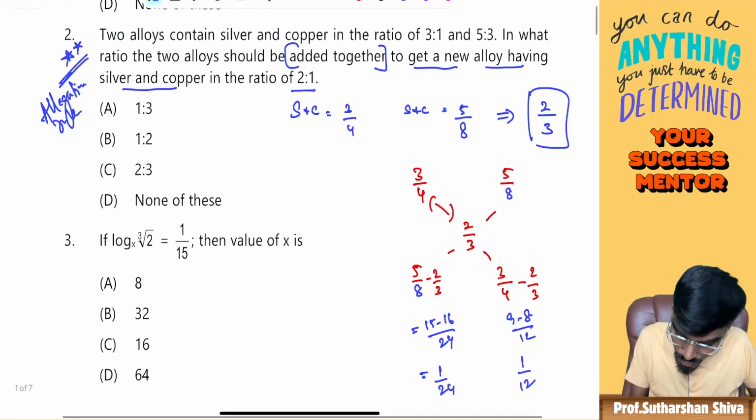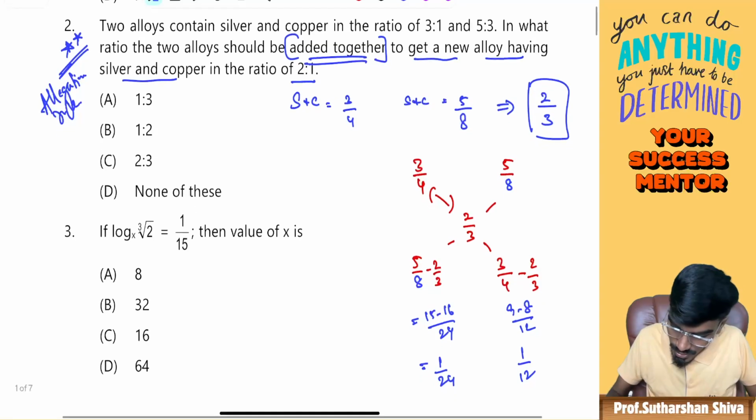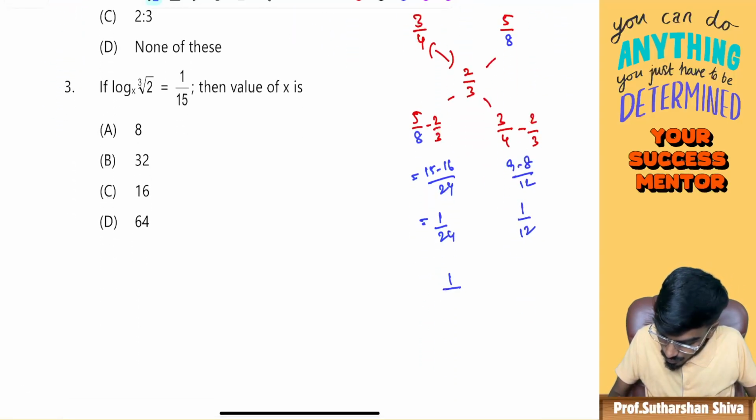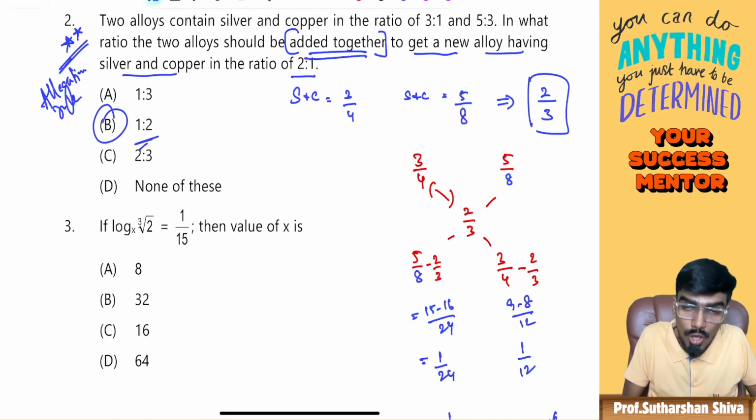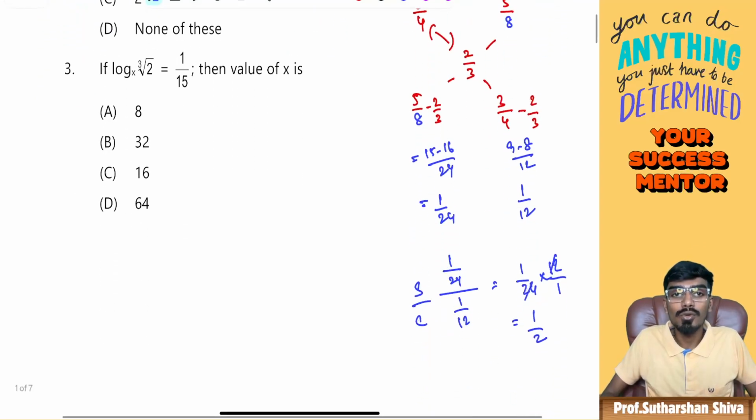So they said added together. What is meant by added together? 1 by 24 is silver by copper added together, 1 by 12, which is 1 by 24 into 12 by 1. If I cancel it out, I will be getting 1 by 2. My answer is option B. Now come to question number 3.